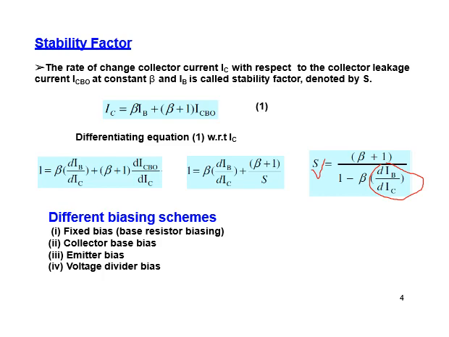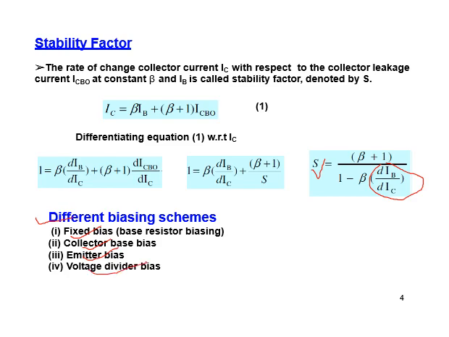Now in order to stabilize the operating point or the Q point of the device, there are different biasing schemes. These are the fixed bias configuration, the collector to base bias configuration, the emitter bias configuration, and the voltage divider bias configuration.